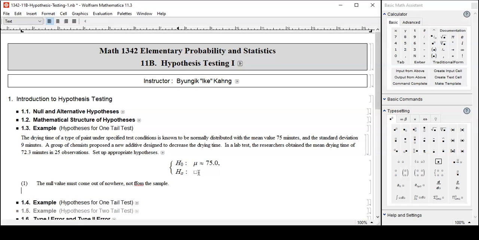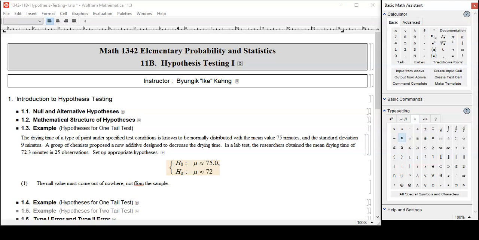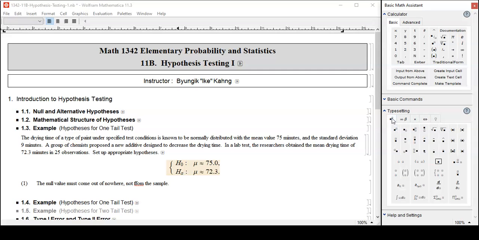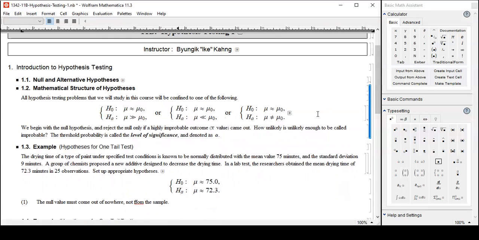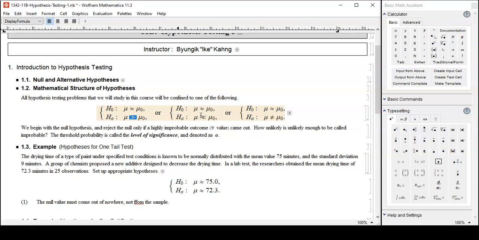All right, next. And instead of 75, what did you get? We got 72.3 minutes, right? So is that the structure that we want? Is everything looking good? Now the answer is no. Compare with these. Does this fit any of these three? Greater or less or not equal? It doesn't fit any of those three. This is wrong. This is a very, very common mistake here.